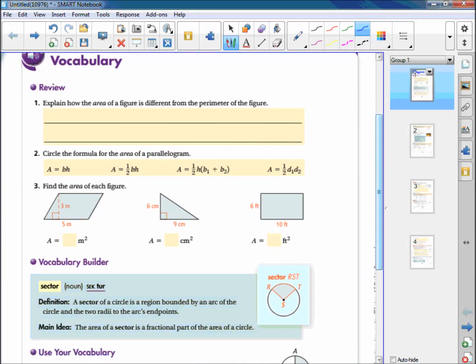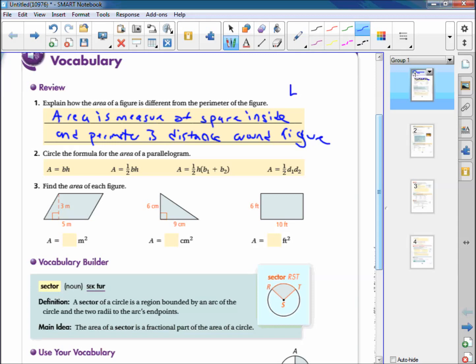Okay. So explain how the area of a figure is different from the perimeter of a figure. So area is a measure of space inside the figure. And perimeter is the distance around the figure. So one of them we're looking for a bunch of little squares that will fit inside, and the other one we're just looking for the distance around it. So a distance versus an area.